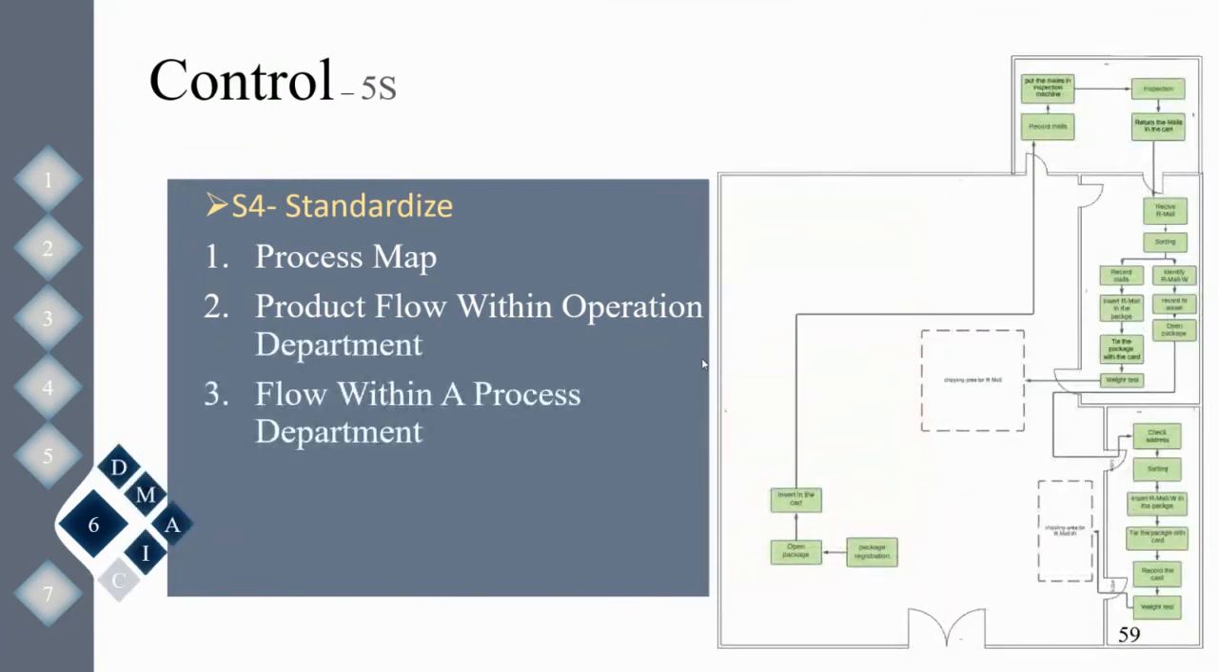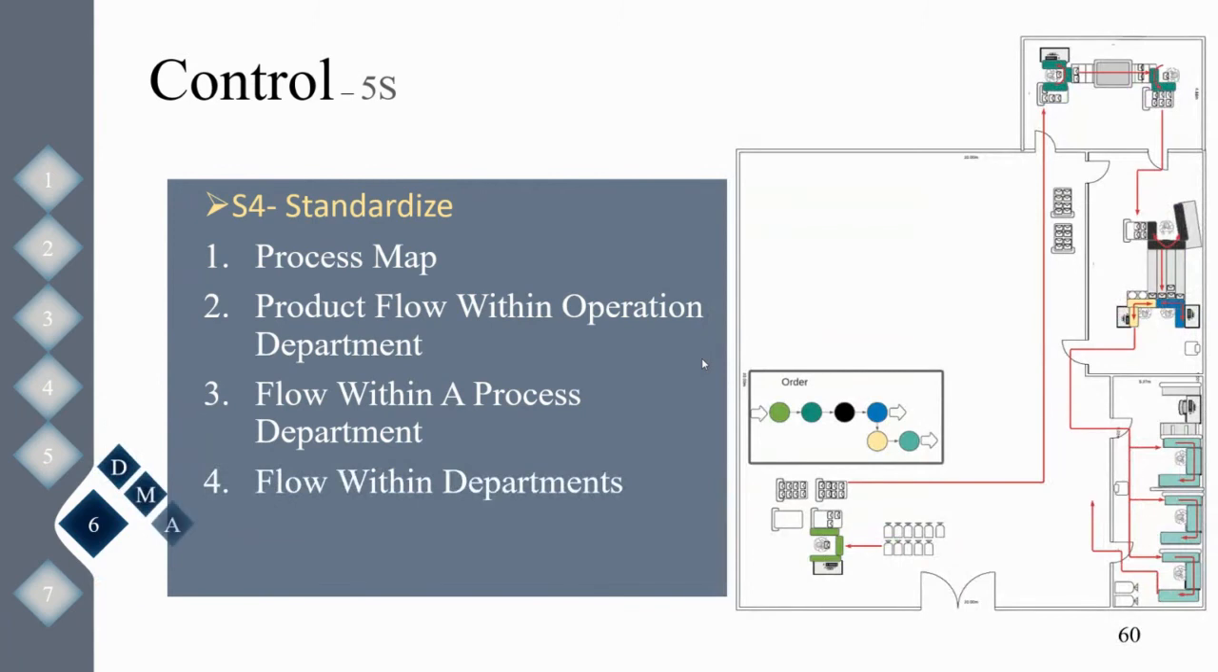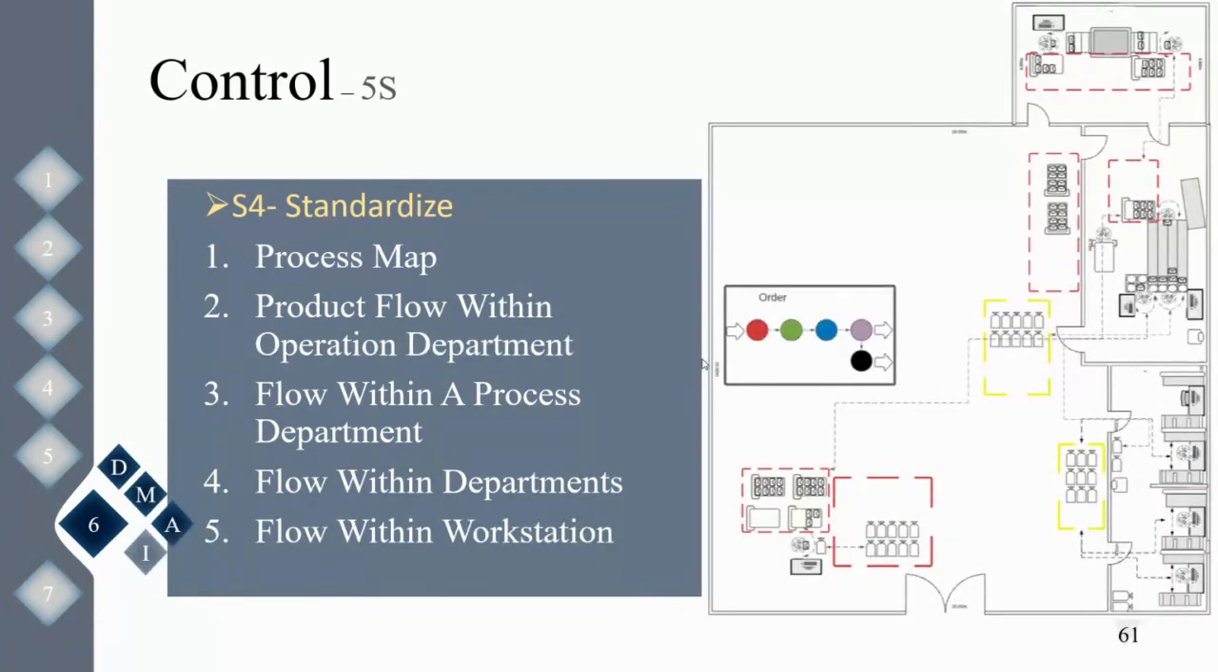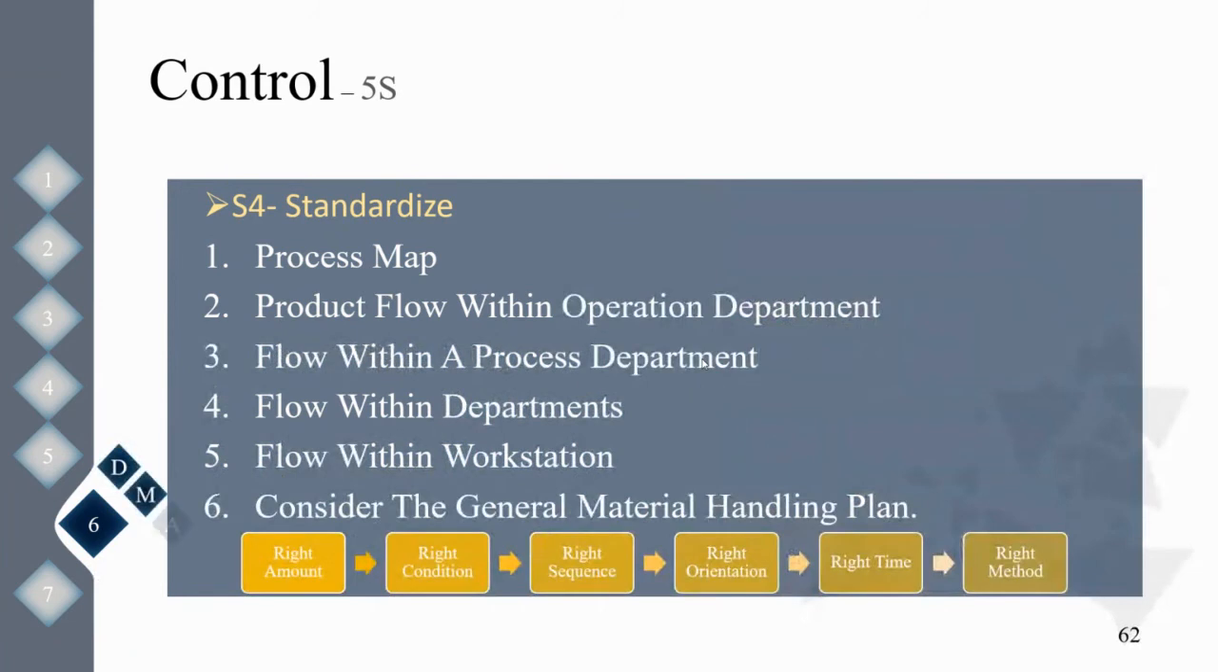The flow within a process department: here is the location for each process in each room. The flow within a department: you can see here the worker area and the flow of product within the operation department. The flow within a workstation: here you can see the motion of the employees that has a natural or symmetrical flow, and it is detailed in the report.